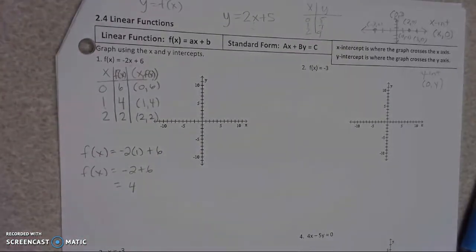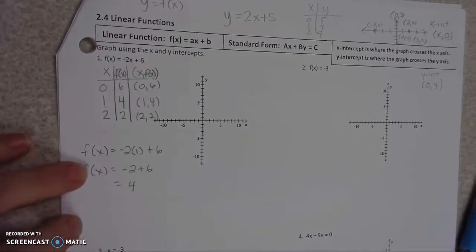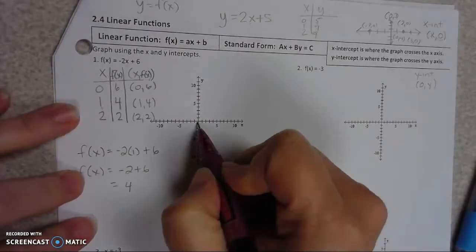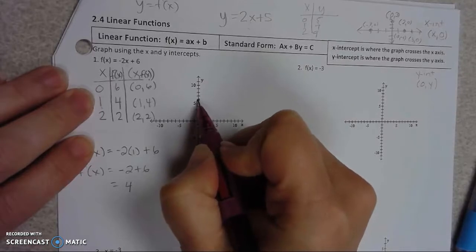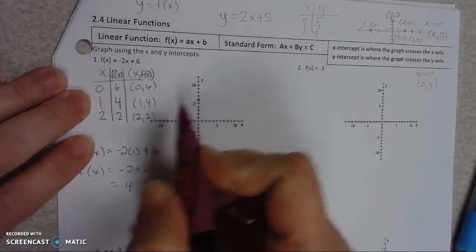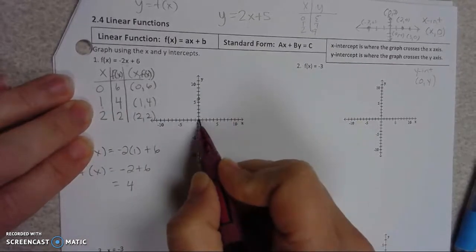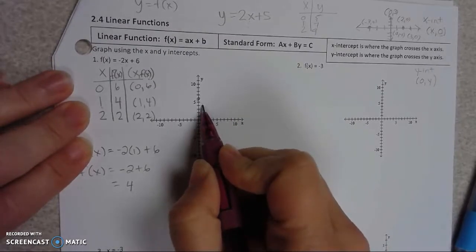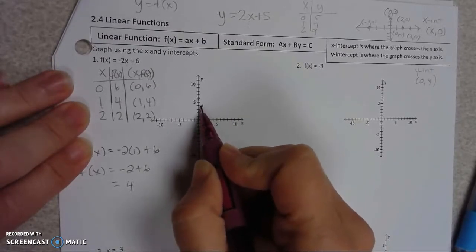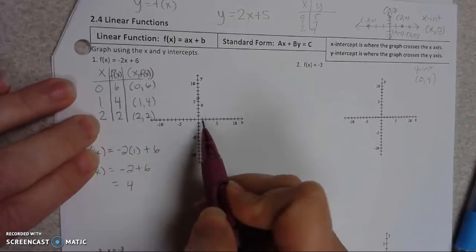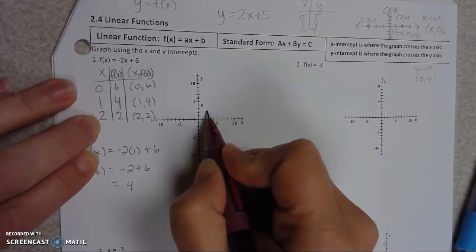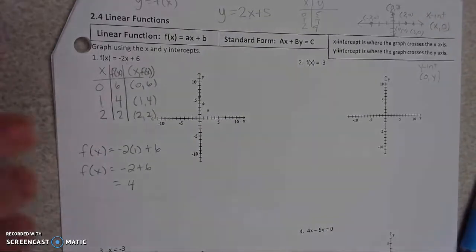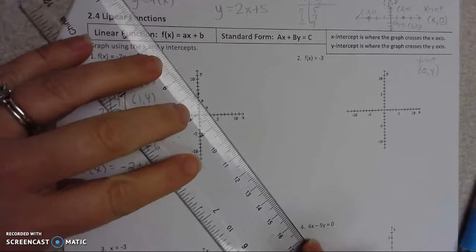Now that gives me 3 good points. I can plot those. From my origin, I'm going to go none left or right, but up 6. For the point (1, 4), from the origin, I'm going to go right 1 and up 4. And then once again, from the origin, I'm going to go right 2 and up 2. As you get more points, you should start to see how they are lining up in a straight line.